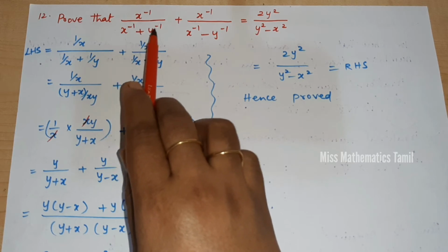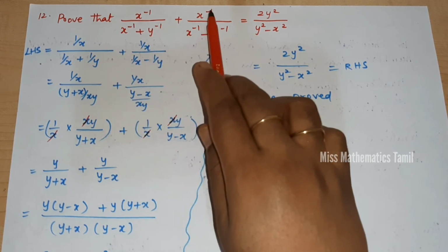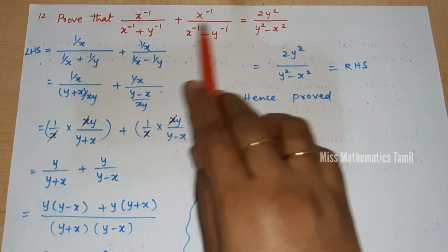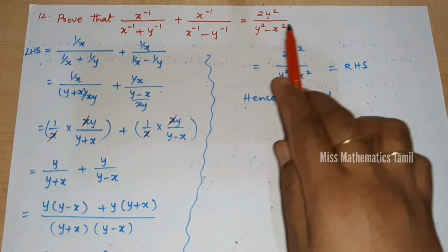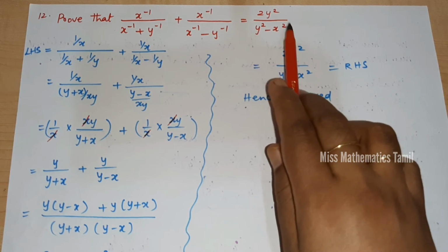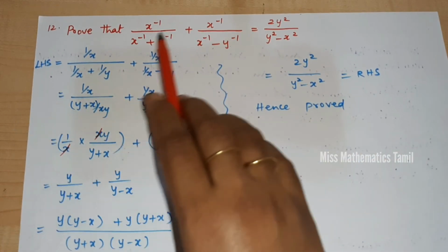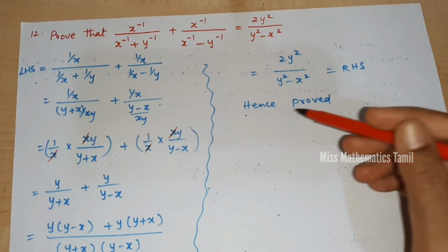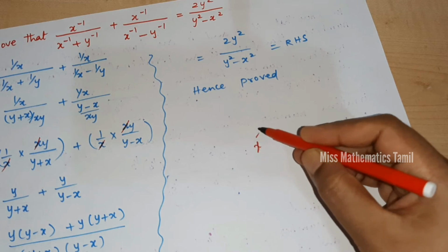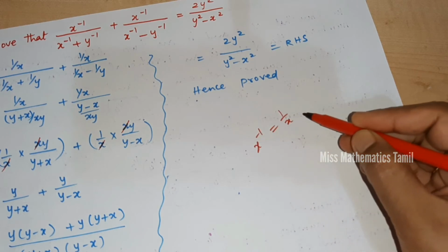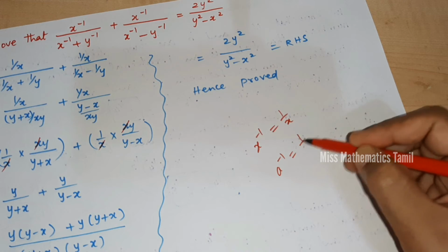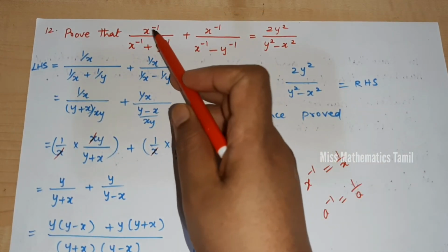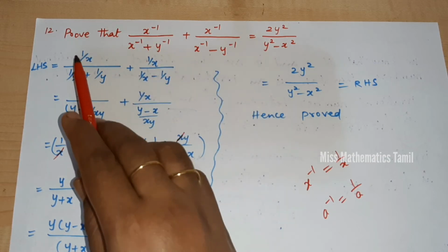12th sum. Prove that x to the power of minus 1 divided by x to the power of minus 1 plus y to the power of minus 1, plus x to the power of minus 1 divided by x to the power of minus 1 minus y to the power of minus 1, is equal to 2y square divided by y square minus x square. First step, I am taking the LHS. X to the power of minus 1, how can I write? X to the power of minus 1 is equal to 1 by x. A to the power of minus 1 is equal to 1 by a. This is called the inverse, right? So I am changing x to the power of minus 1 to 1 by x.